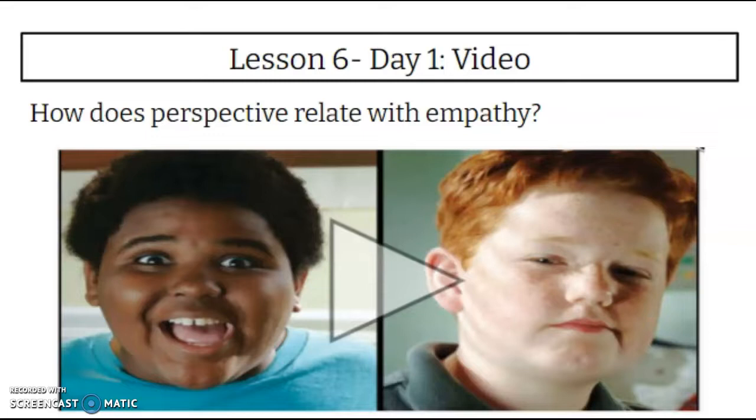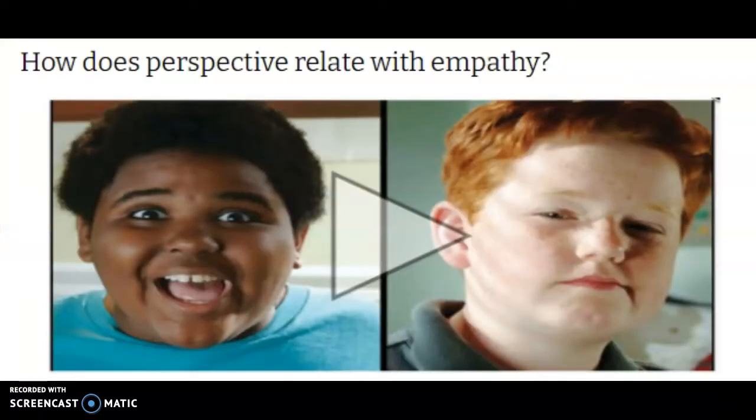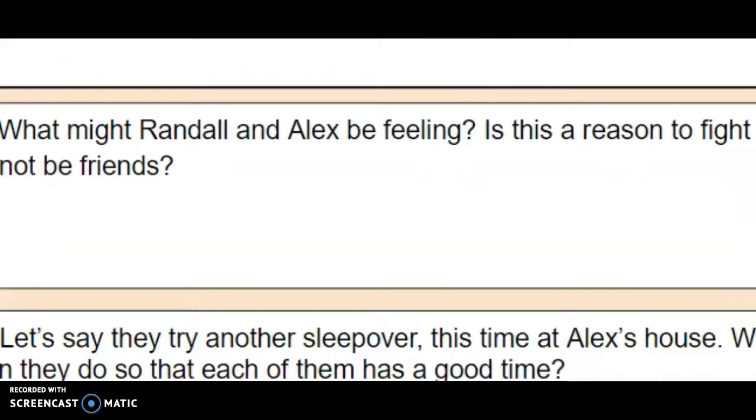So how did Alex perceive the sleepover at Randall's? Take some time, go back to the presentation, and answer your questions. Now, think about how Randall perceived the sleepover. Write your thoughts as well in the presentation. Alex and Randall have different points of view about their time together. One of them has a great time, but the second one did not particularly enjoy himself. What might Randall be feeling? And what might Alex be feeling? Go back to the video and answer question number 3.